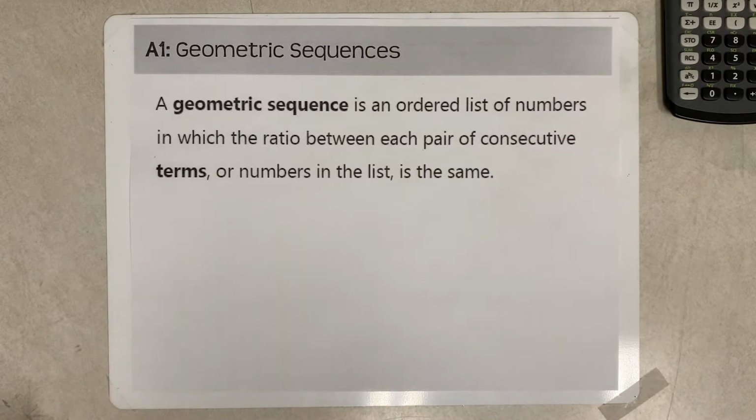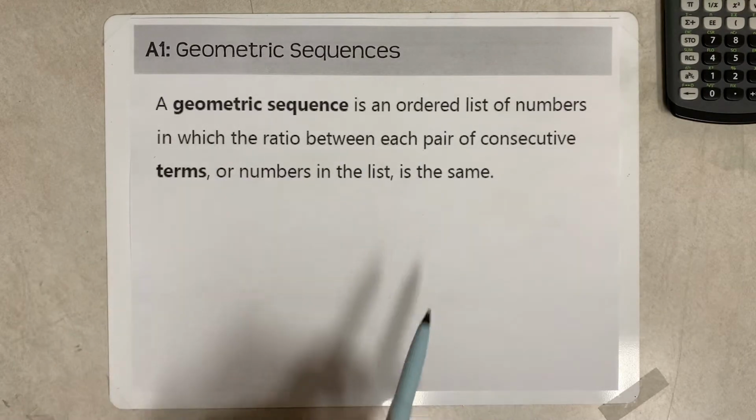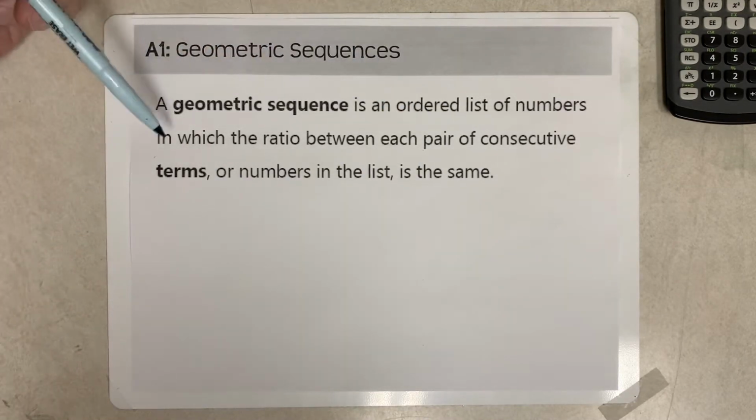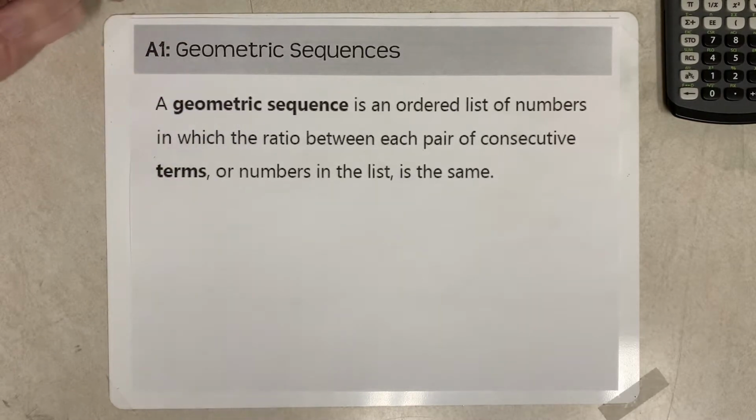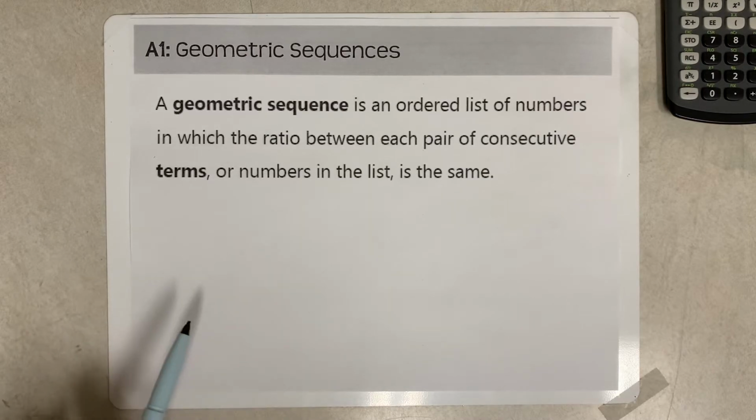So let's go ahead and make something that looks like this. An ordered list of numbers in which the ratio between each pair of consecutive terms is the same. What that means is when you divide each term by the previous one, you should get the same number every time, because that would be a common ratio.